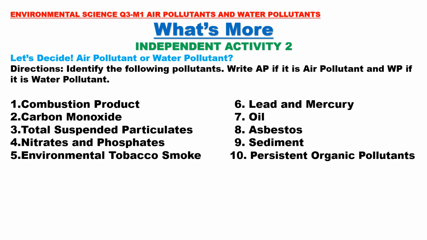So, air pollutant or water pollutant. Identify the following pollutants. Write AP if it is an air pollutant and WP if it's a water pollutant. So, number 1, we have combustion product. 2, carbon monoxide. 3, total suspended particulates. 4, nitrates and phosphates. 5, environmental tobacco smoke. 6, lead and mercury. 7, oil. 8, asbestos. 9, sediment. And 10, persistent organic pollutants.